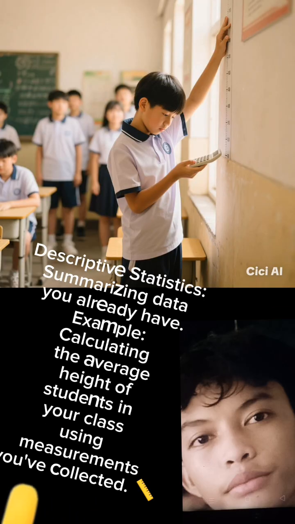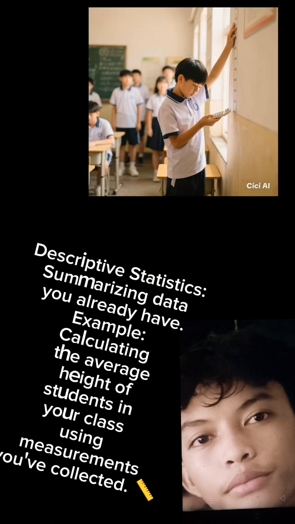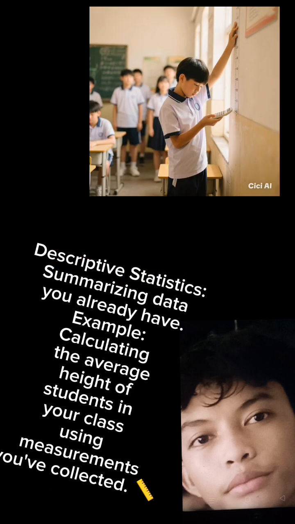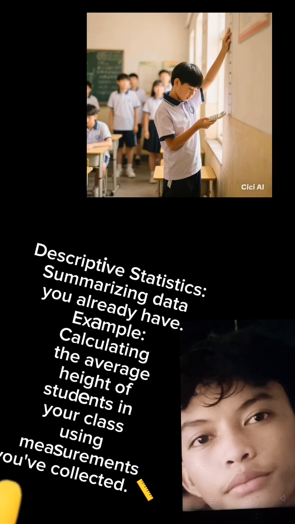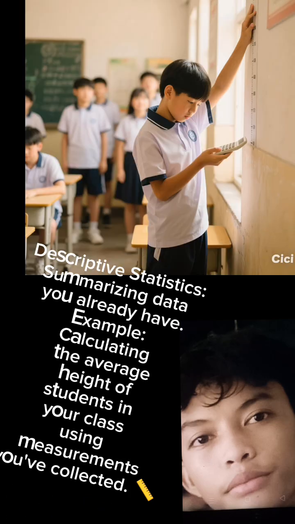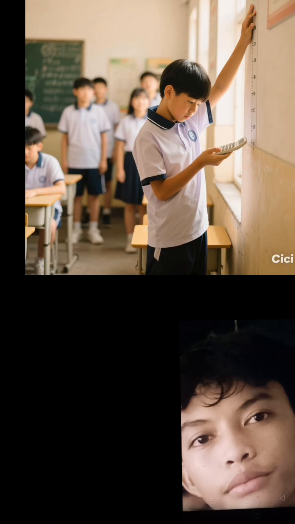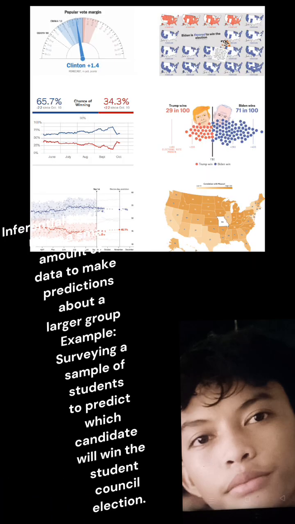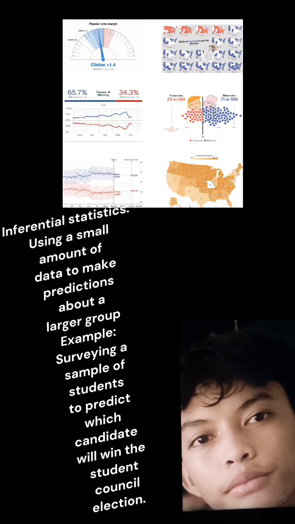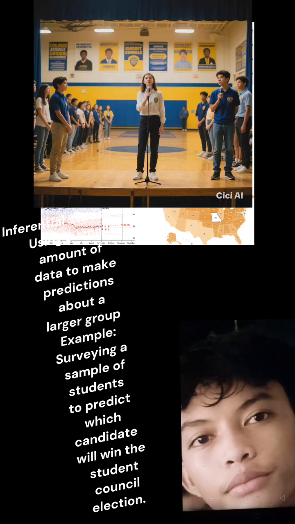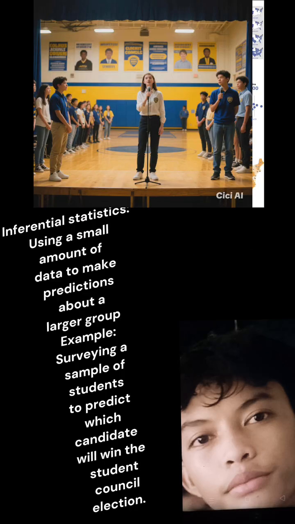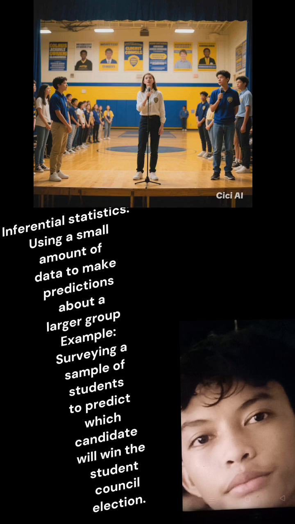Descriptive statistics: summarizing data you already have. Example, calculating the average height of students in your class using measurements you've collected. Inferential statistics: using a small amount of data to make predictions about a larger group. Example, surveying a sample of students to predict which candidate will win the student council election.